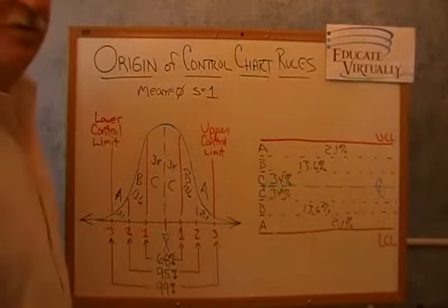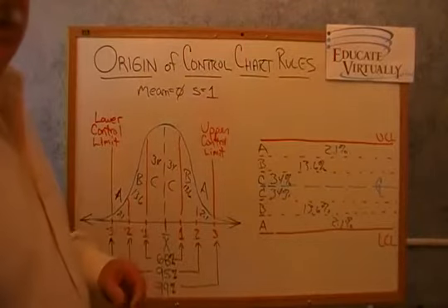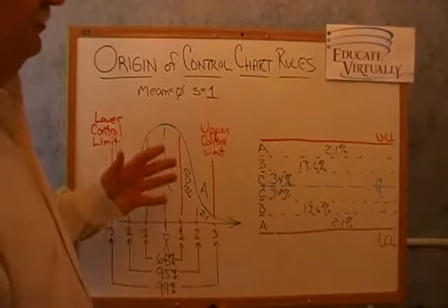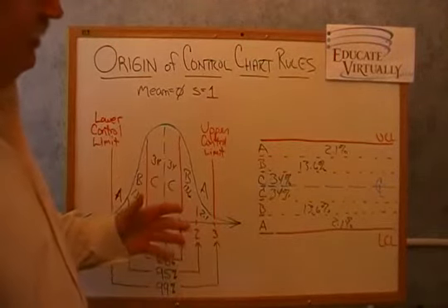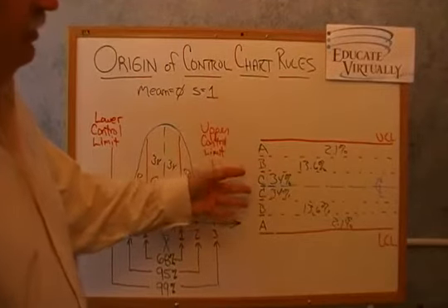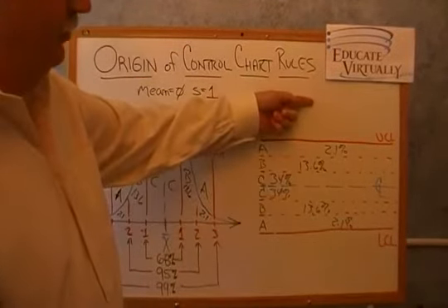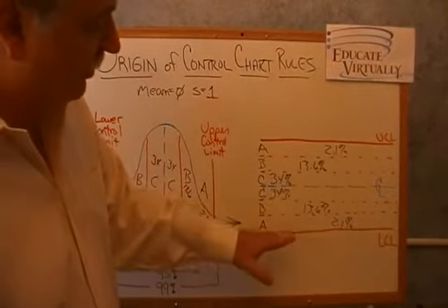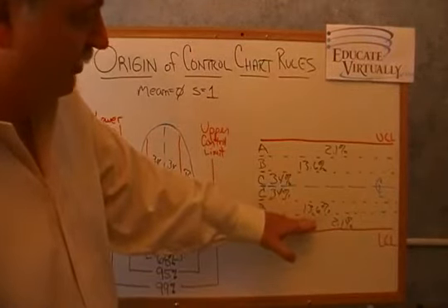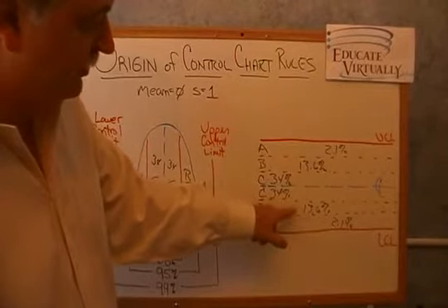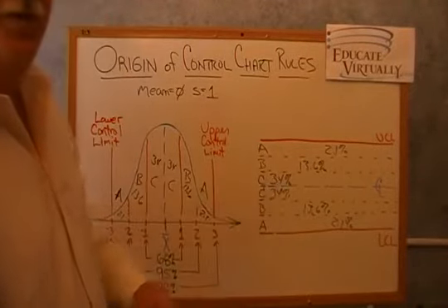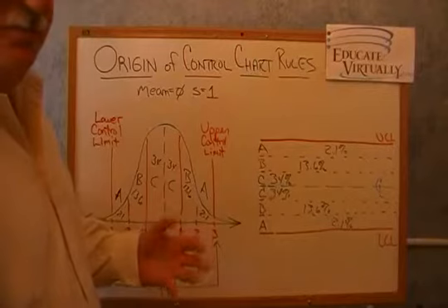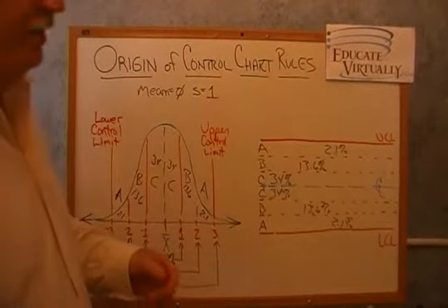This allows us to interpret special causes or conditions of unnatural variation in a control chart, even though we haven't gone above the upper control limit or below the lower control limit. But if we're starting to see too many data points showing up in these zones based on these percentages, then we know that we have issues or special causes. It would be an unnatural situation of variation.